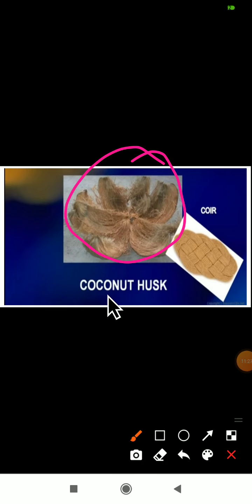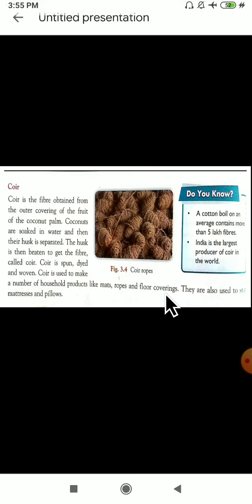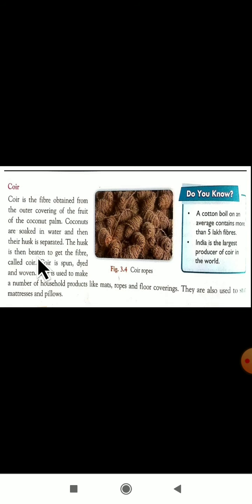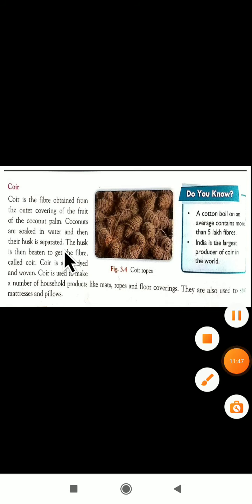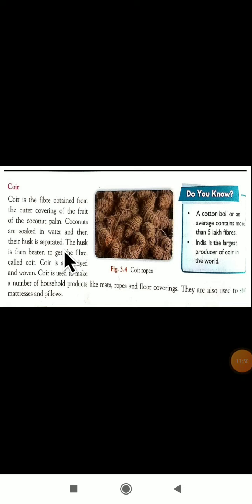Before removing this coconut husk, they will soak the coconut in water. After that they will remove the coconut husk. Coconuts are soaked in water, then their husk is separated. The husk is then beaten to get the fiber. Then what will they do? First they will soak in water, then separate the husk, then beat that husk. They will beat the husk to get the fiber called coir.